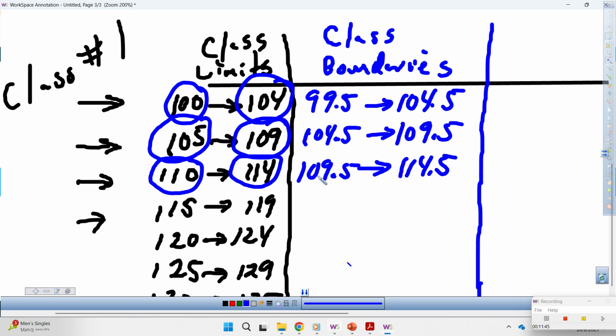How do we find the lower boundary? Subtract 0.5 from the first limit. And then how do we find the upper boundary? Add 0.5 to the upper limit. That is correct. Fill that in, please.